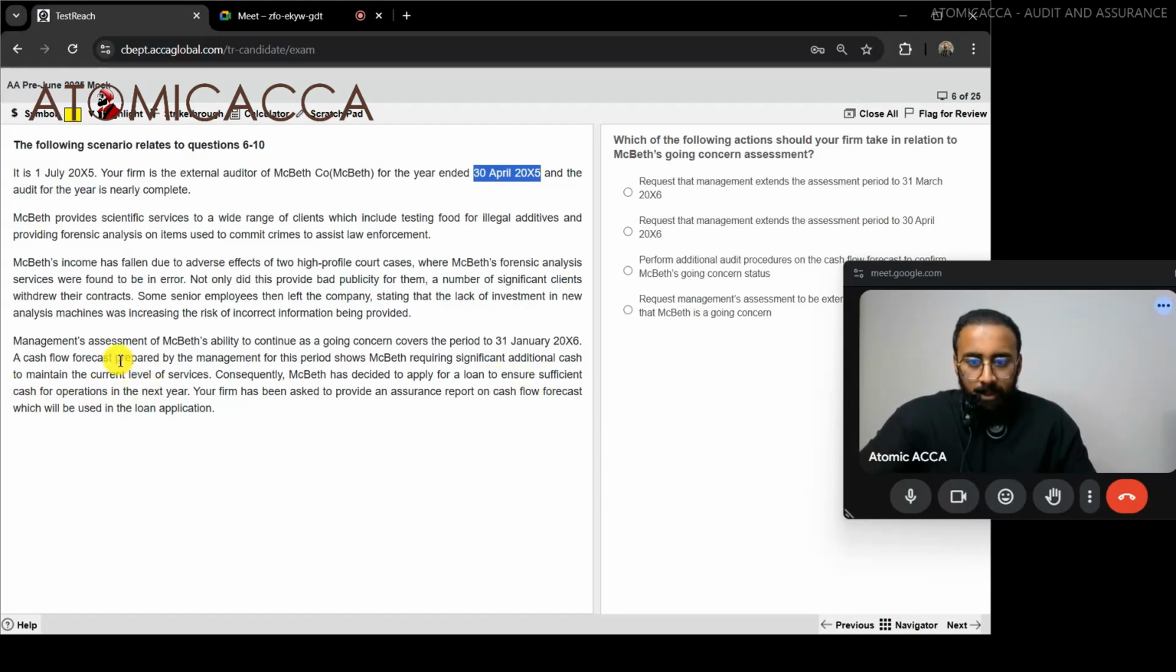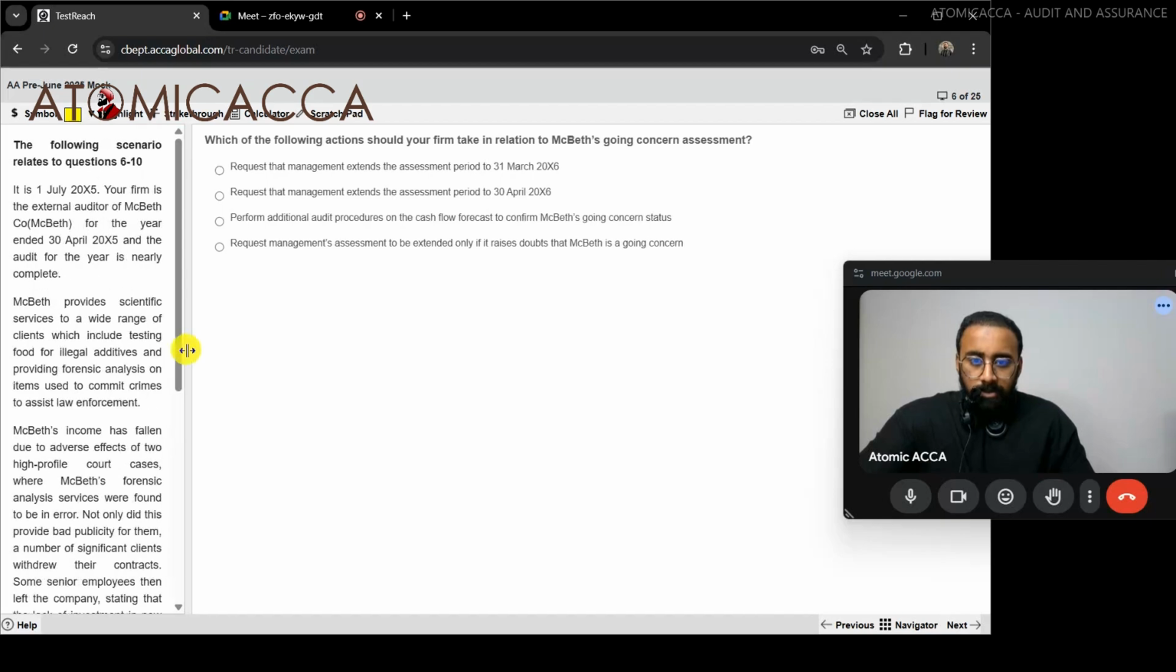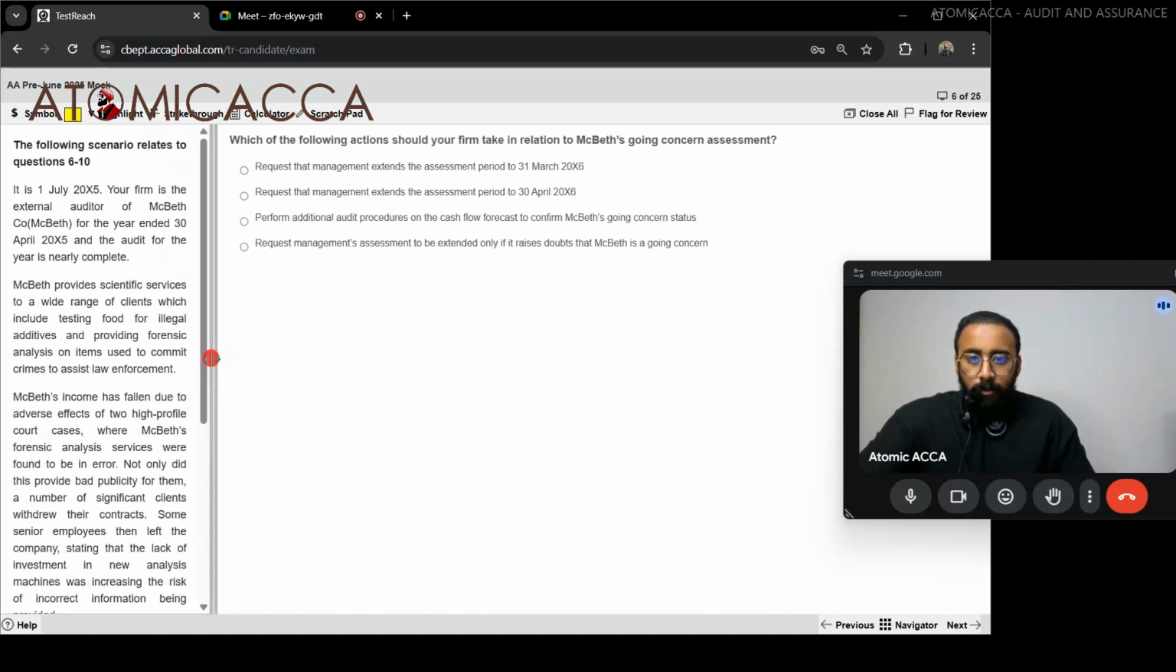A firm has been asked to provide an assurance report on the cash flow forecast, which will be used in the loan application. So we have to not only audit the financial statement, we have to give a small assurance report on the cash flow forecast as well. Okay, fine. All right, so let's start reading the question. Which of the following actions should your firm take in relation to Macbeth's going concern assessment?